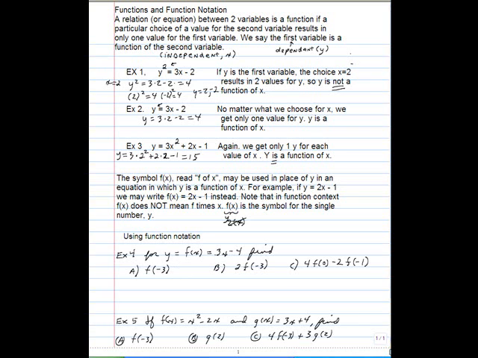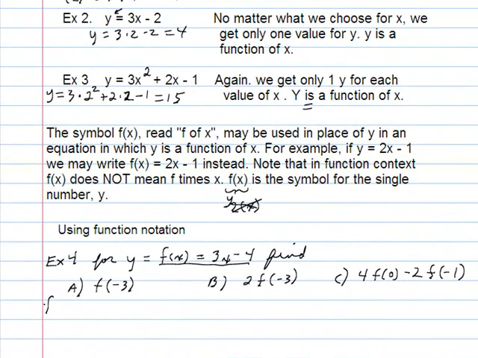So if I want to know f of negative 3, I write this function f right here with empty holes. So I'll write f of empty hole equals 3 empty hole minus 4. And if I want f of negative 3, I'll put negative 3 in the empty hole. So f of negative 3 is 3 times negative 3 minus 4. 3 times negative 3 is negative 9 minus 4, negative 13.